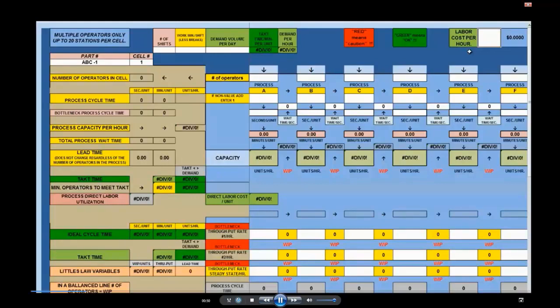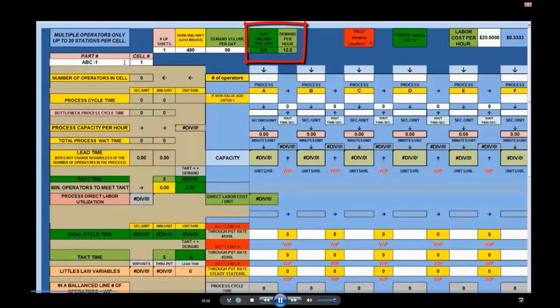When using this tool, like our scheduling tools, we only enter data in the non-colored white cells. All the other cells are locked to avoid corruption of data. At the top of the screen, we enter the hourly direct labor rate in this cell. Then the number of shifts, work minutes, less breaks, and an estimated customer demand. This will calculate takt time for you.